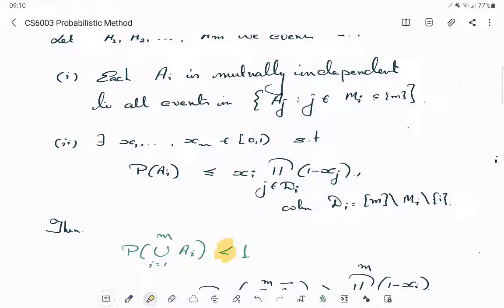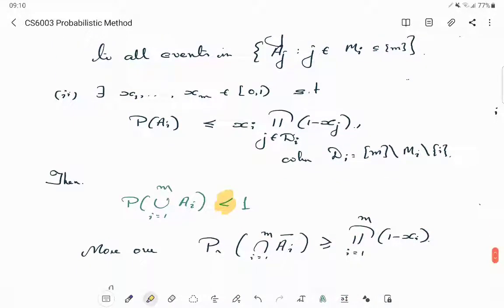But if you redo the proof, and I want you to do that as an exercise, you can show something more. It's not very important, but you can show that the probability of the intersection of the complement events, from which it would just follow that it is greater than 0, you can find the expression here. It turns out to be the product over i equal to 1 to m of 1 minus xi.